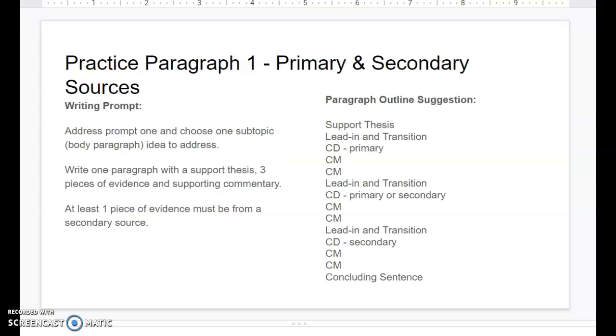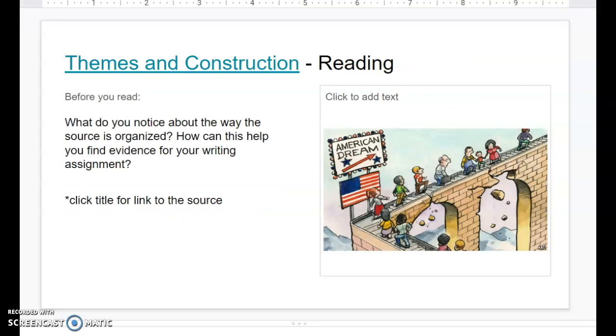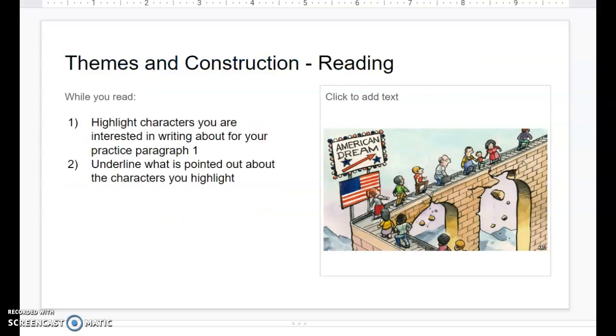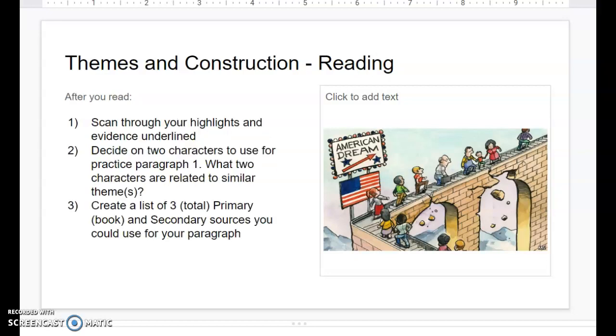Let's get started. Today you're going to finish practice paragraph 1. Yesterday you should have read Themes and Construction. You should have highlighted characters that you're interested in, underlined CDs about those characters. You should have scanned through your highlights, decided on two characters to use, and brainstormed a total of 3 CDs to use in your practice paragraph. When I'm done talking, if you have not done number 3, the brainstorm of 3 possible CDs to use in your practice paragraph, that is where you need to start for practice paragraph number 1.